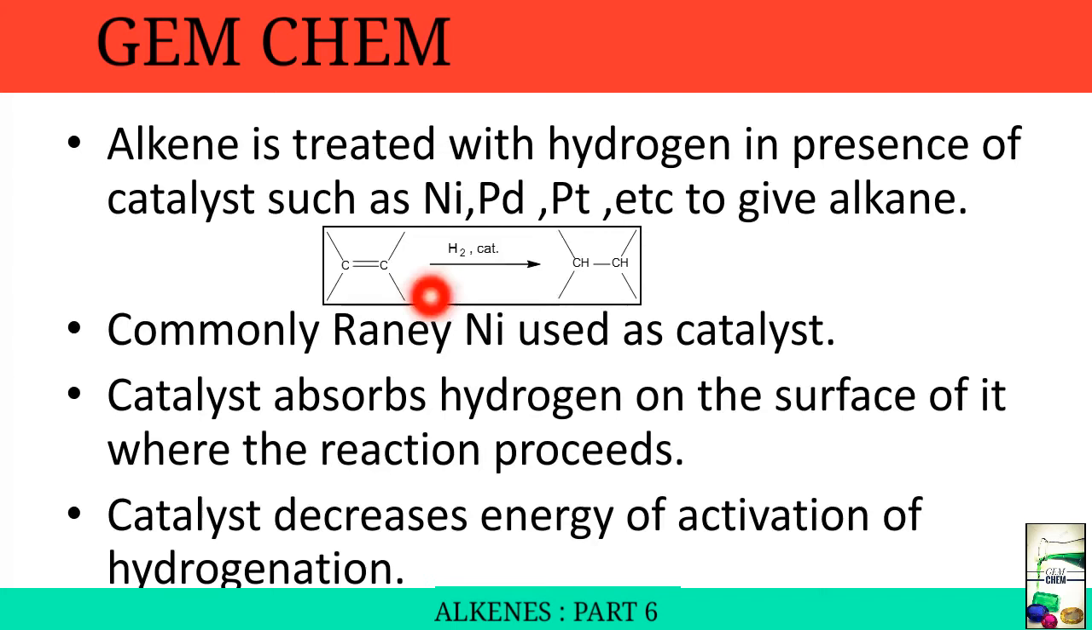Now what is hydrogenation? Alkene is treated with hydrogen in presence of catalysts such as nickel, palladium, platinum, etc. to give alkane. And this is the alkene. So on adding hydrogen it becomes an alkane. Commonly Raney nickel is used as catalyst. The catalyst absorbs hydrogen on its surface where the reaction proceeds. The catalyst also decreases the energy of activation of hydrogenation.